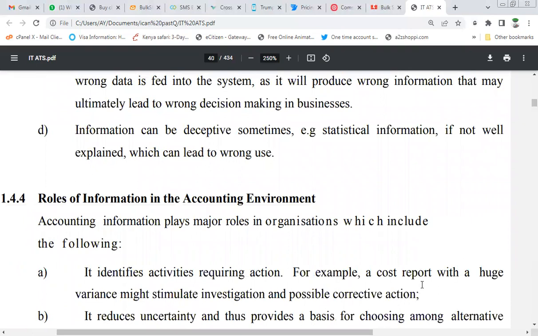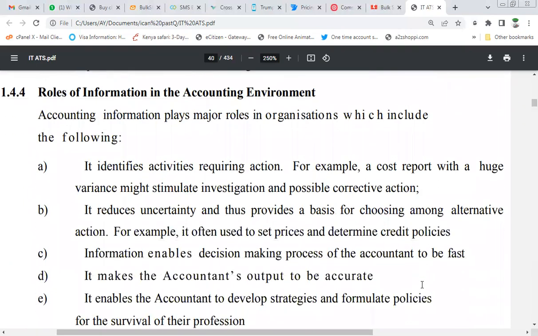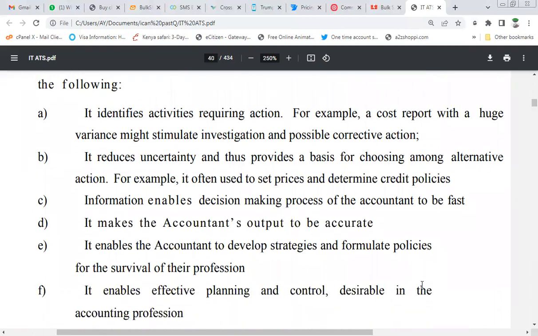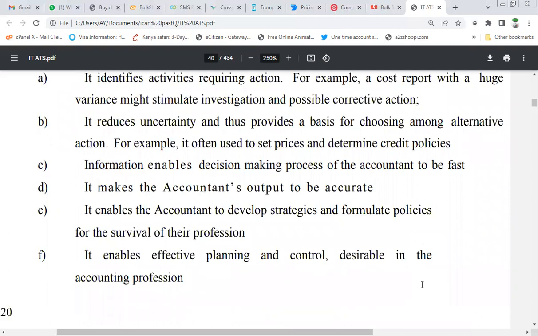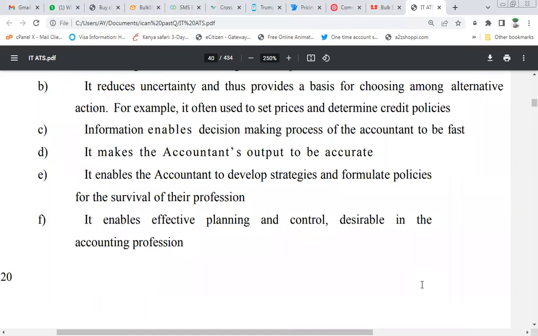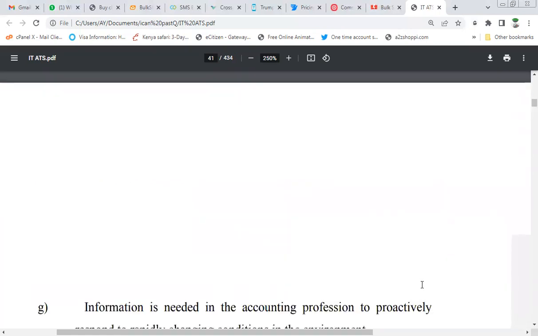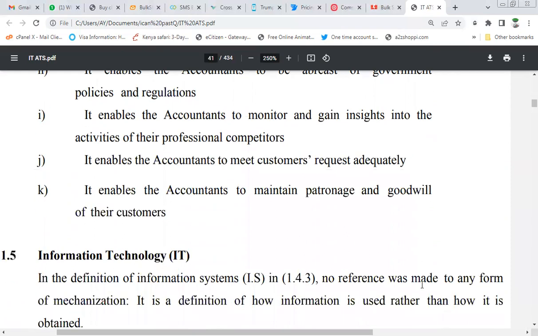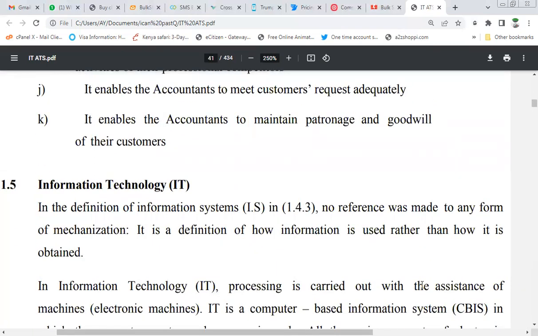So we'll now talk of roles of information in the accounting environment. A, it identifies activities required for action. For example, a cost report with a huge variance might stimulate investigation and possible corrective action. Information enables the decision-making process of the accountant to be faster. It makes the accountant's output to be accurate. It enables effective planning and control desirable in the accounting profession. Information is needed in the accounting profession to proactively respond to rapidly changing conditions in the environment. So these are points you can buttress and read further on.